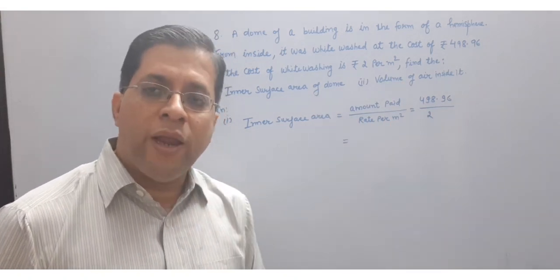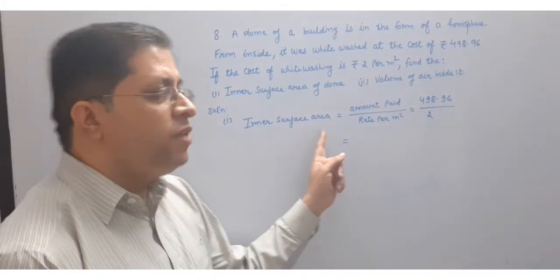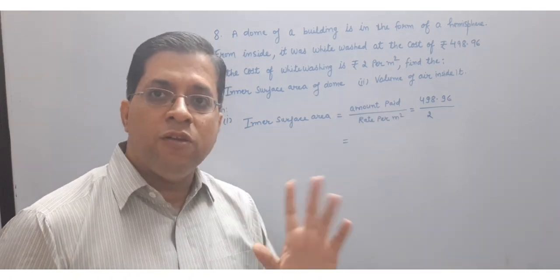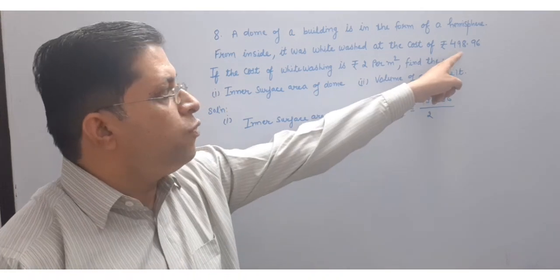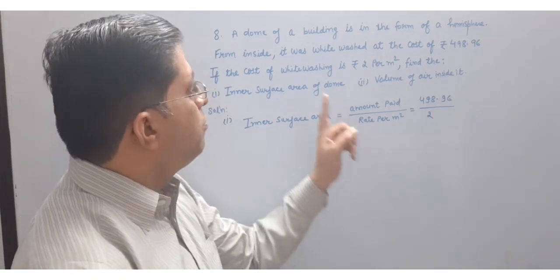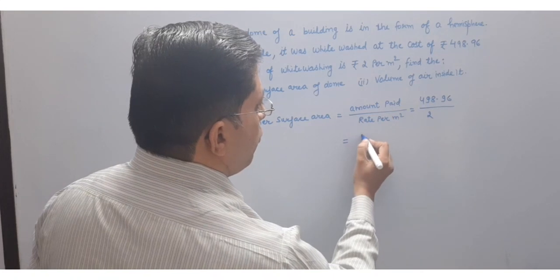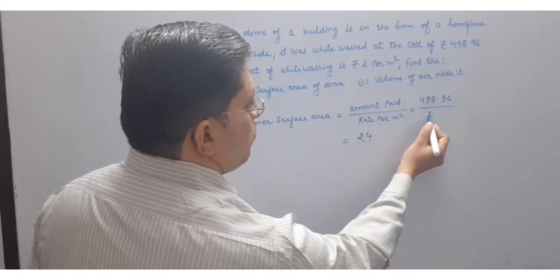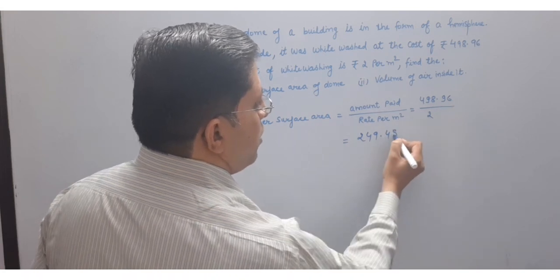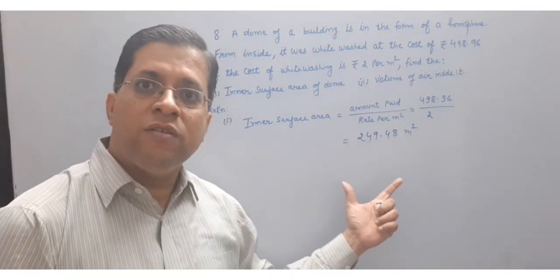Okay, first of all, how to get the inner surface area when the amount is given to you? See, inner surface area will be whatever amount is paid divided by the rate per meter square. The amount paid is 498.96, and the cost of 1 meter square of whitewashing is 2 rupees. So divide by 2, and we get 249.48 meter square. This is the inner surface area.